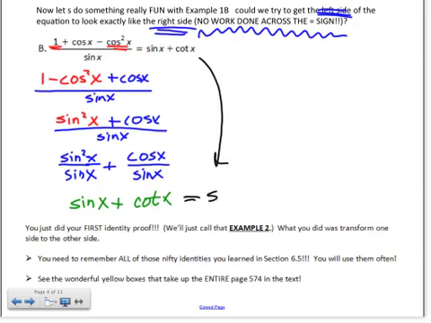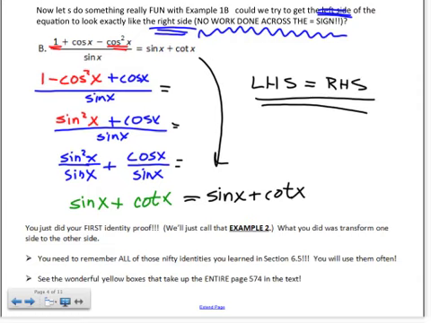The way you do a proof, you make one side equal to the other. You work them vertically, and all along we are showing that the left-hand side equals the right-hand side. That is what we're trying to prove. Now, we just did our first identity proof, and we're now going to rename that as example 2.